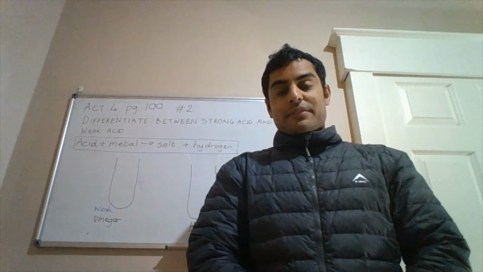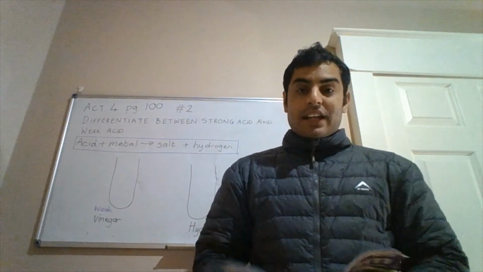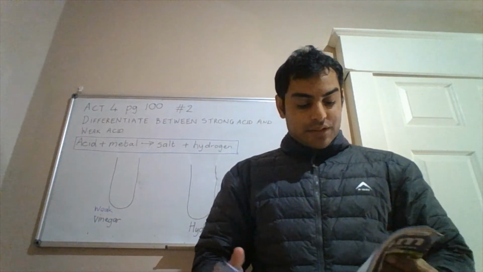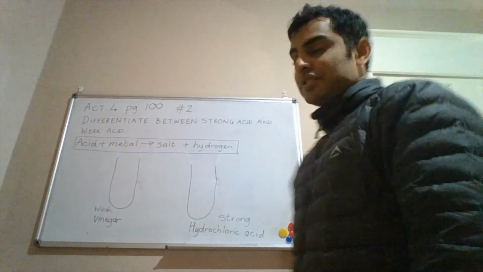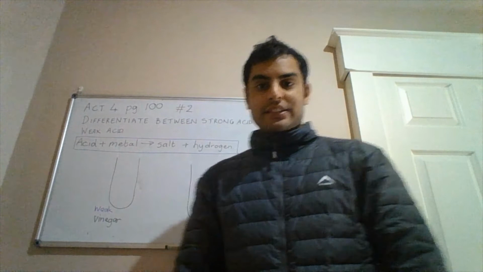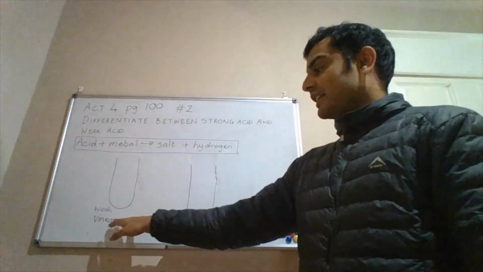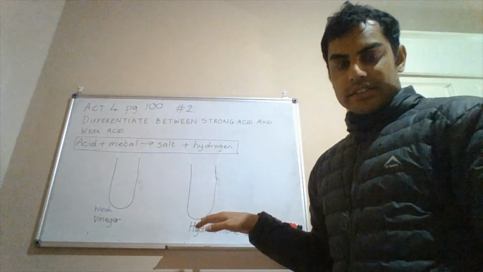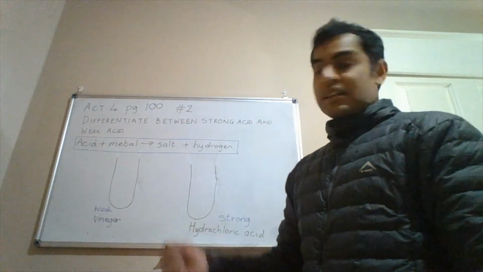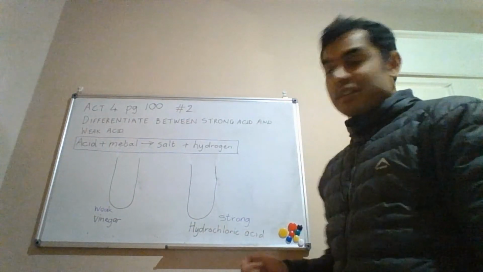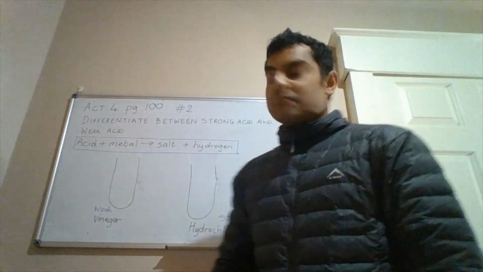Moving on to some of the questions from the textbook, we're going to be looking at activity 4 on page 100. The heading is differentiate between a strong acid and a weak acid. So the two acids we're going to be comparing are vinegar and hydrochloric acid. From the previous video, we know the theory that says vinegar is the weak acid and hydrochloric acid is the strong one. What are we doing in this experiment?